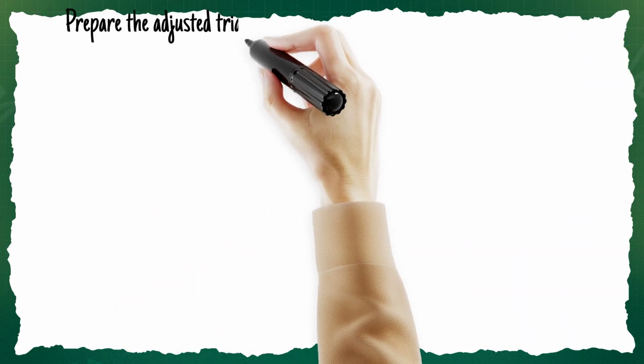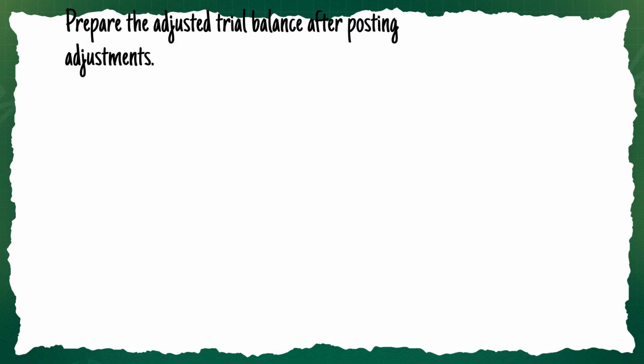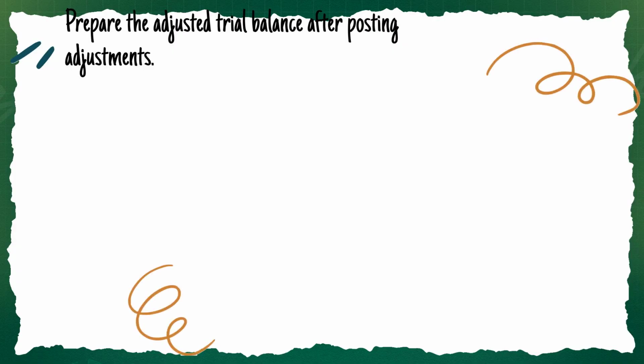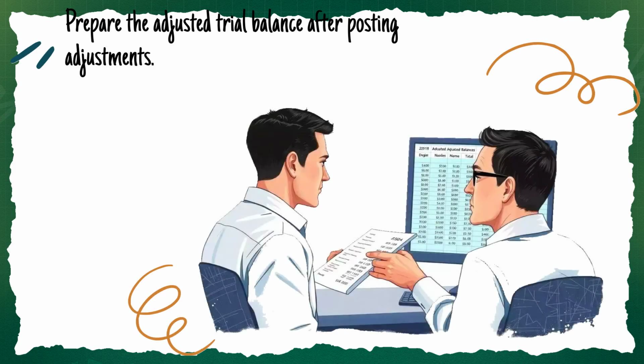Next, prepare the adjusted trial balance. This step involves listing all account balances after the adjusting entries have been posted. The adjusted trial balance ensures that the ledger is still in balance after the adjustments.